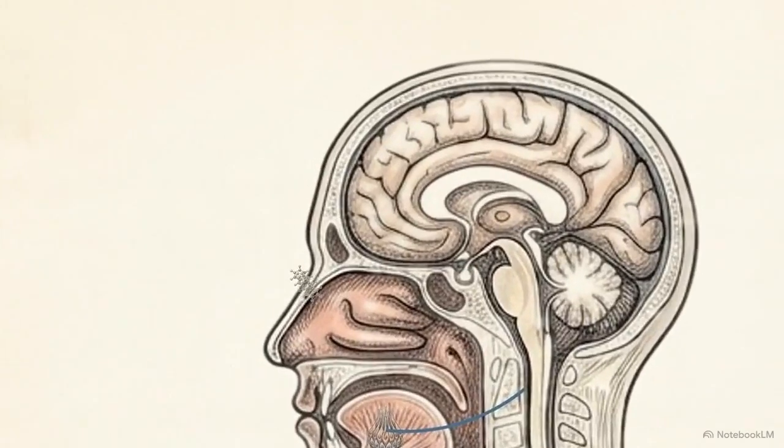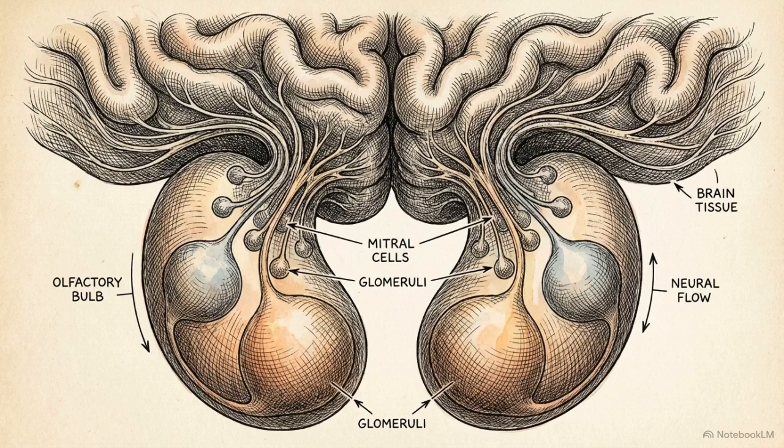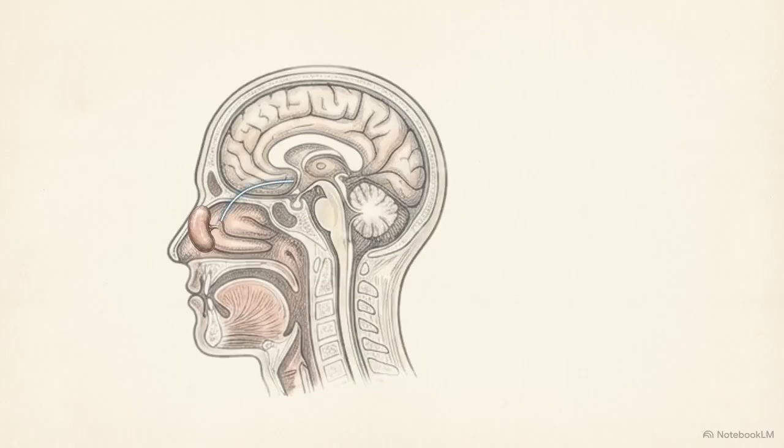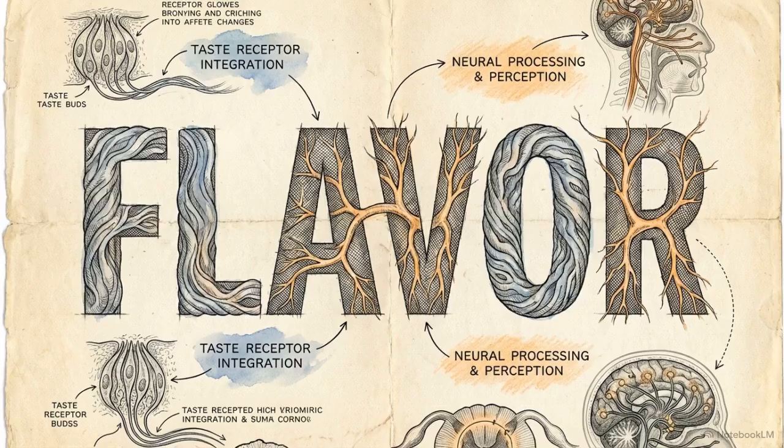Olfactory neurons extend from the environment, passing through the bone of the upper nasal cavity and terminating in a pair of bean-sized organs called the olfactory bulb. The olfactory bulb is a direct physical extension of the brain itself. From here, the circuit routes directly into the brain's limbic system. In this centralized processor, the brain receives differential inputs from the tongue and the nose simultaneously. This is where integration occurs.